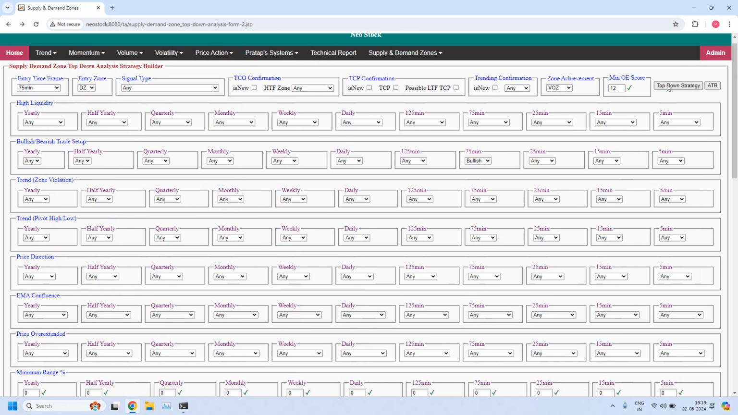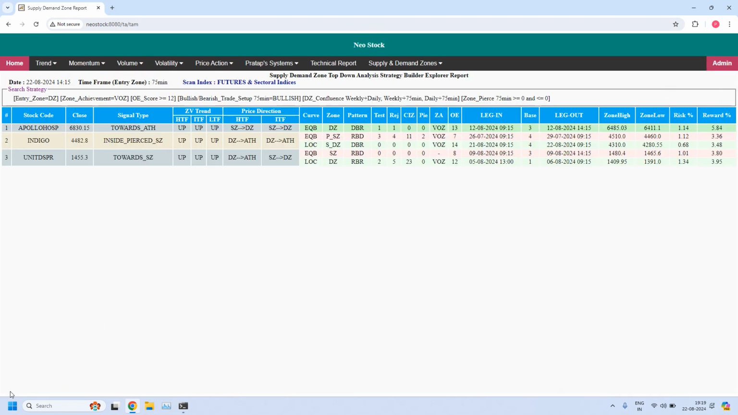That is 75 minutes, daily and weekly zone confluence. Three stocks are filtered. So these three stocks are supporting a bullish trade setup for weekly income trade and also LTF, ITF and HTF zone confluence.